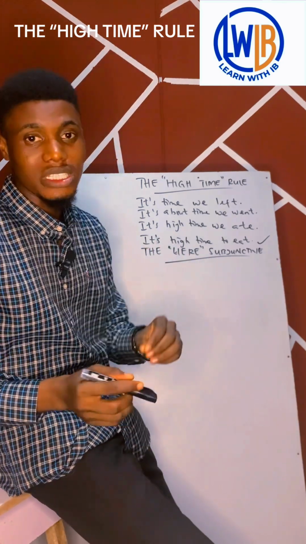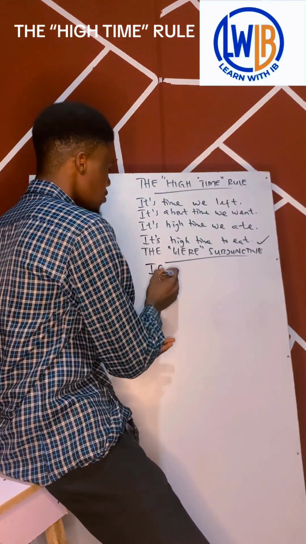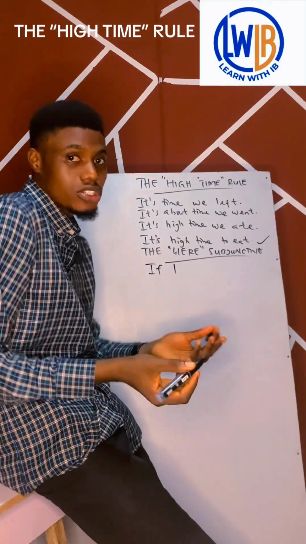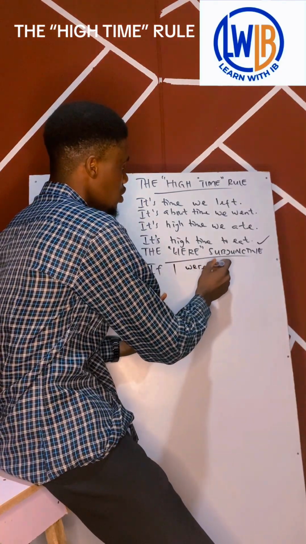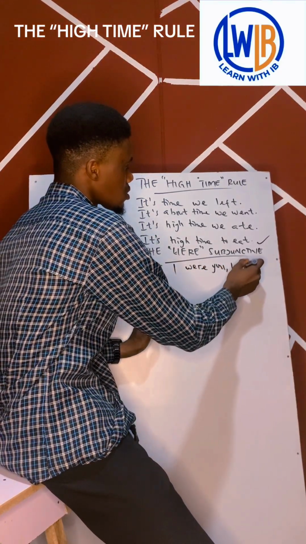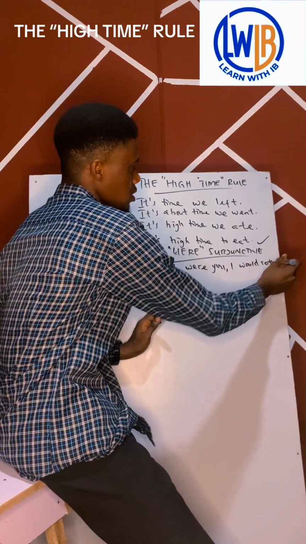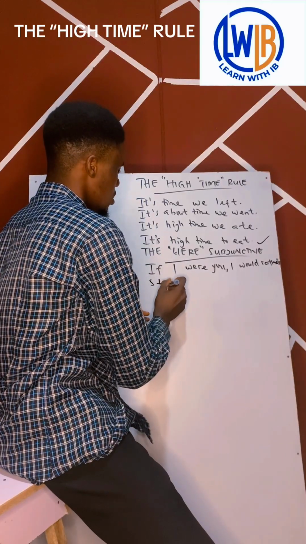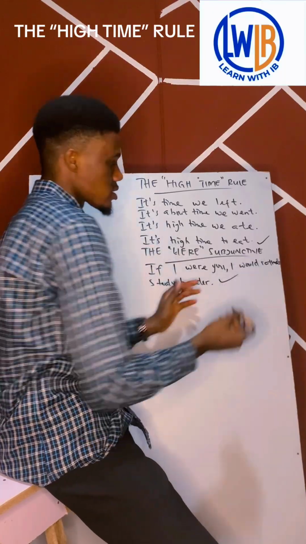However, the were subjunctive states that whenever, for instance, you make use of "if," you wouldn't say, naturally, "I was." However, you make use of "if I were you, I would rather study harder." Yes, this is grammatically correct.